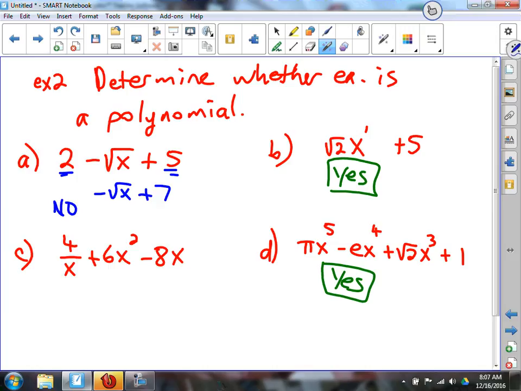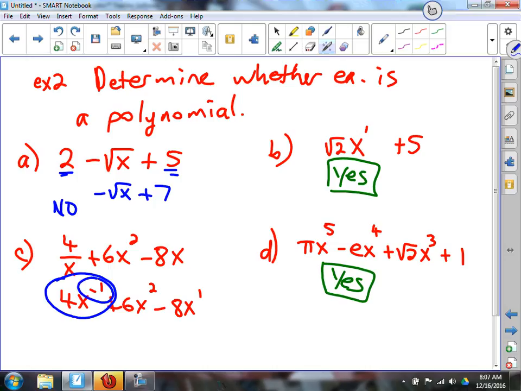We haven't had our exponent rules yet, but the deal is in number C, the x in that first term is being raised to the negative first power. Okay, did somebody say that? Nice. Good. So we really have 4x to the negative first plus 6x squared minus 8x. So the deal is because of this, this one is not a polynomial. How are we doing? So far, so good?